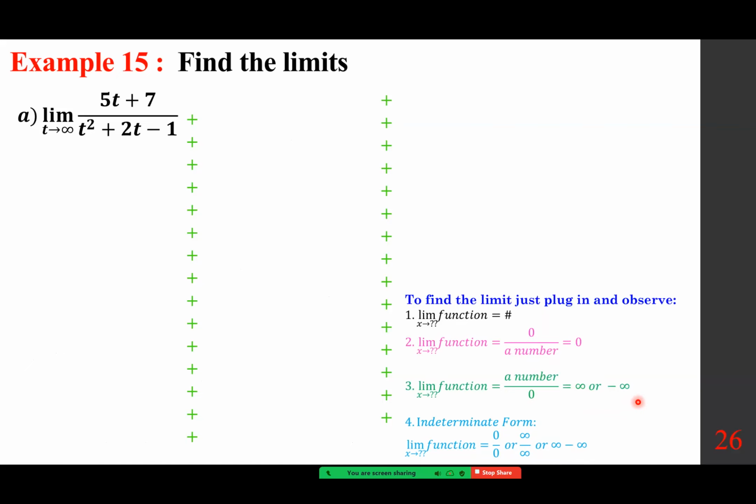And there are many forms of indeterminate forms. These are some of them: 0 over 0, infinity over infinity, infinity minus infinity, and things like that. Now, anytime you're dealing with a rational function and t is approaching infinity, the technique is to divide by the highest degree term in the denominator. So we divide everything by t squared. And we simplify.